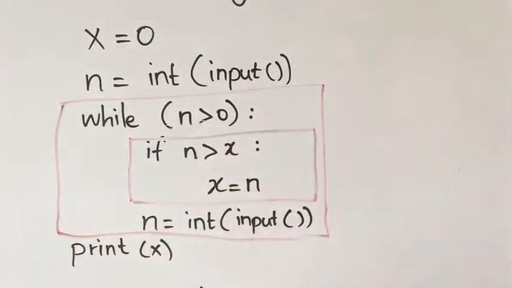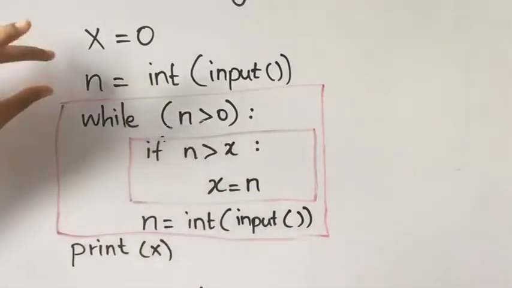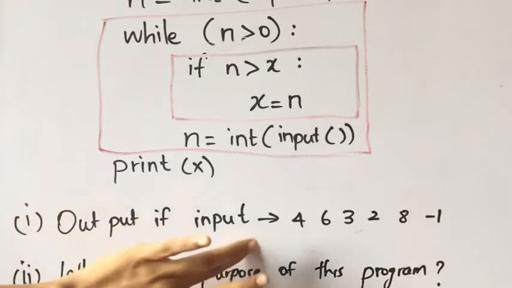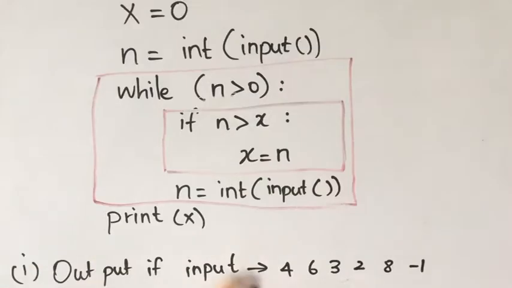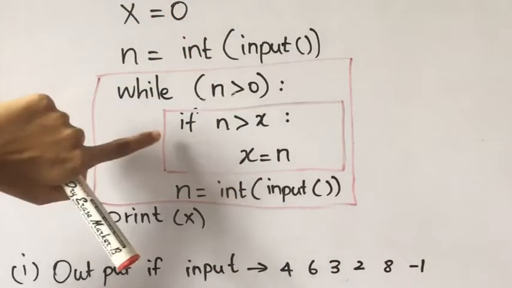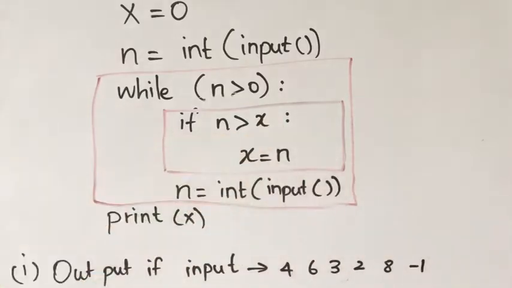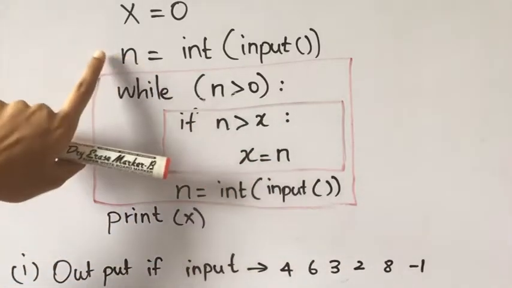And that's all we have. Also, we are getting the input twice here. The question is: output if the input is 4, 6, 3, 2, 8, minus 1. These values are going to get replaced by these two. Let's see what happens. The condition here is n is greater than x. That means n is going to be the input here.